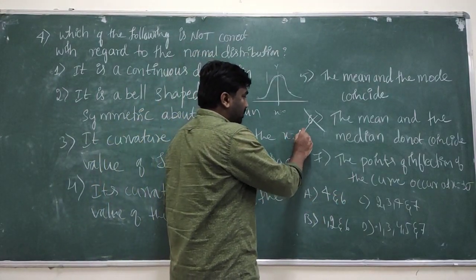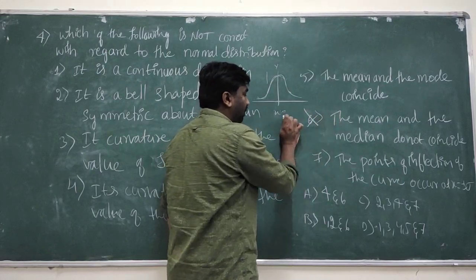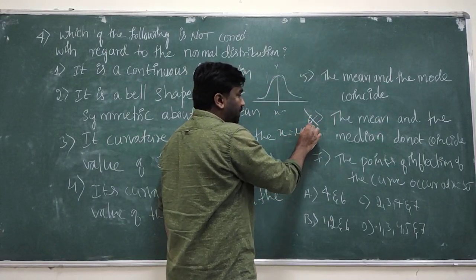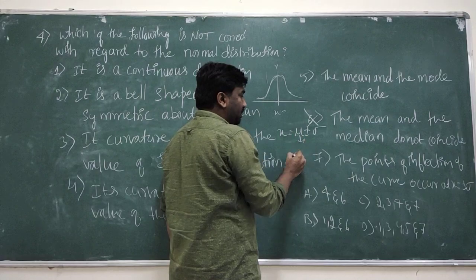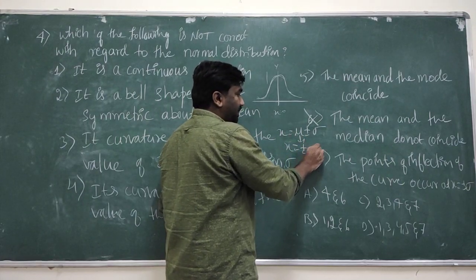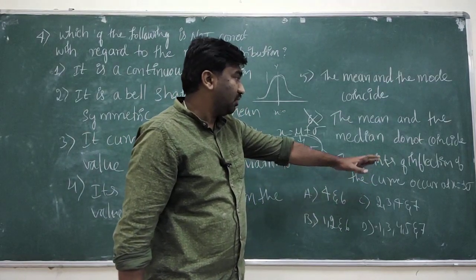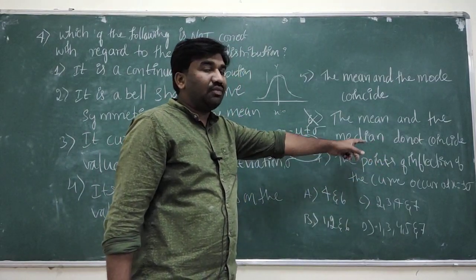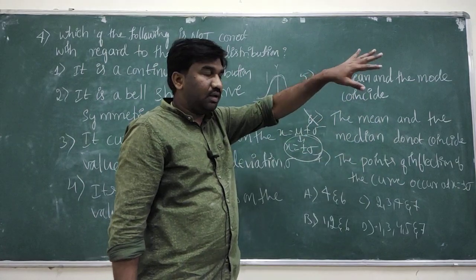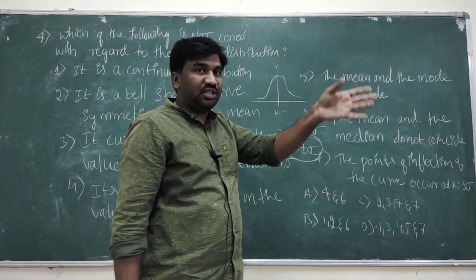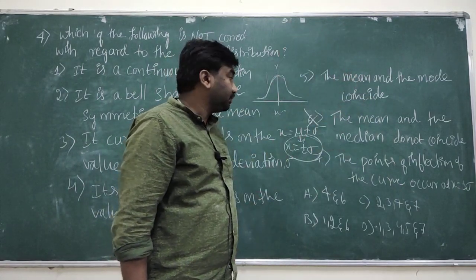Yes, x is equal to plus or minus sigma. Actually the formula is x is equal to mu plus or minus sigma, but here mu is 0, so x is equal to plus or minus sigma. Point of inflection is where the curve is going up and down, which changes its phase.